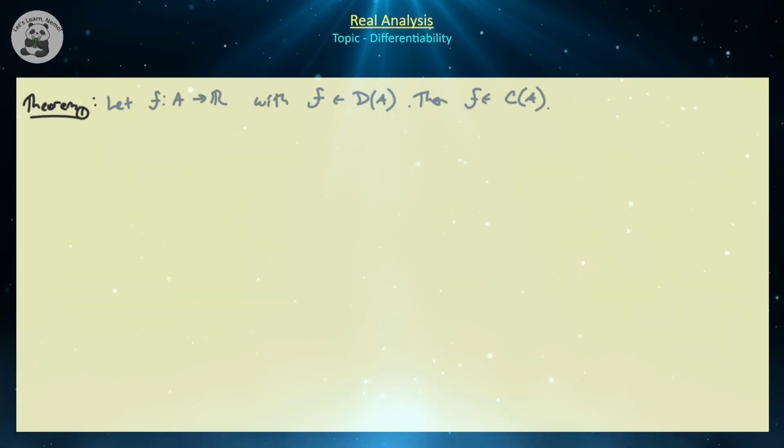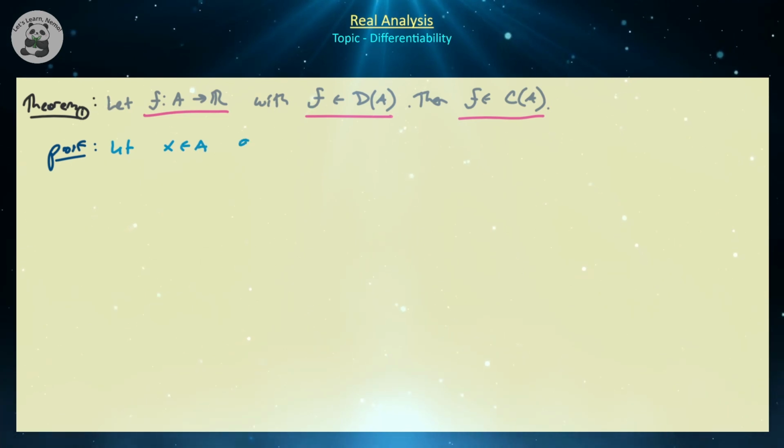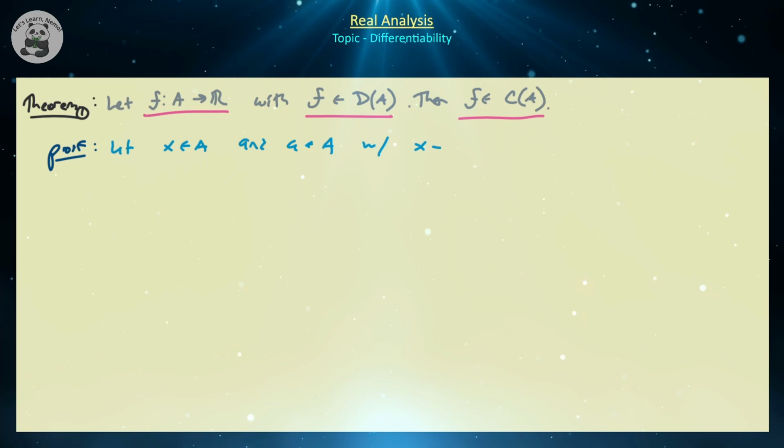The first theorem that I want to present about differentiable functions is the following. Let's assume that f maps A to R, and let's assume that f is differentiable on A. Then, if this is true, f is also continuous on A. If you want to try this proof on your own, I recommend pausing this video and trying it, because the proof actually is not super difficult. So let's assume that x belongs to A, and let's assume that a belongs to A as well, with x and a not equal to one another.